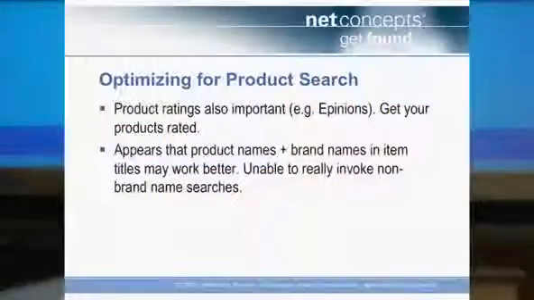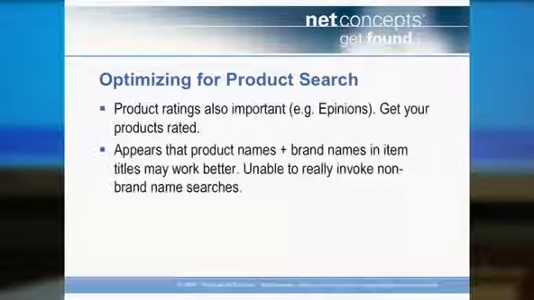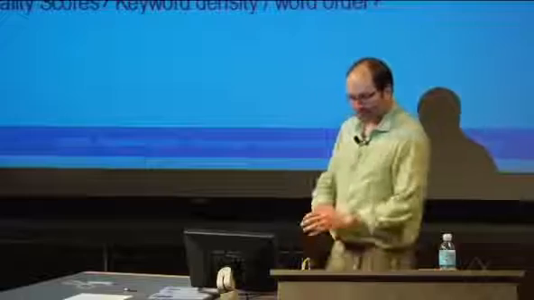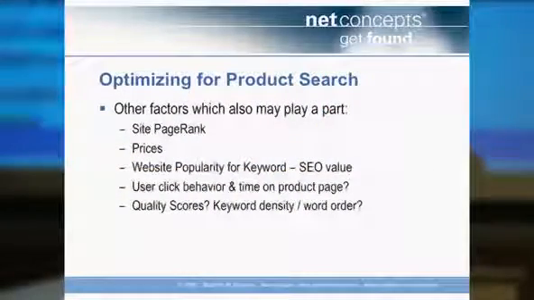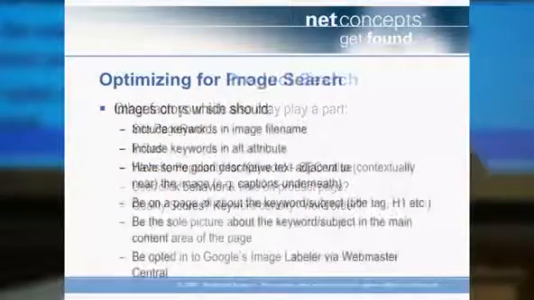Epinions would be a great place too. Product ratings are important, and so sites like Epinions are great too. You get ratings and that will help your rankings. It appears that product names and brand names and item titles may work better. So let's move on because I'm running out of time here. Quality scores, keyword density, blah blah blah. We've got to move on. Let's talk about image search.